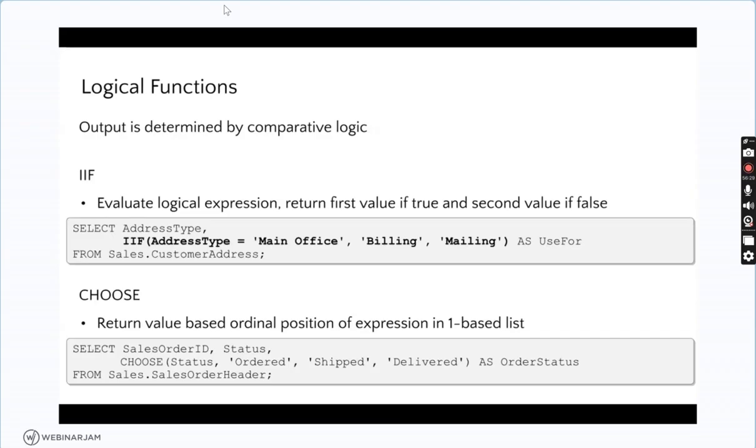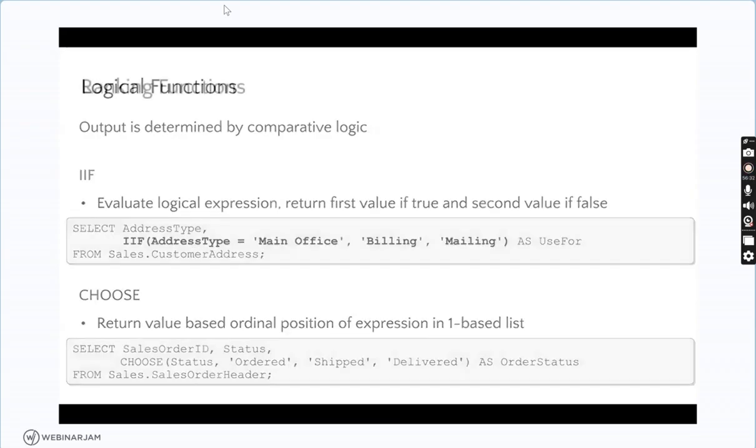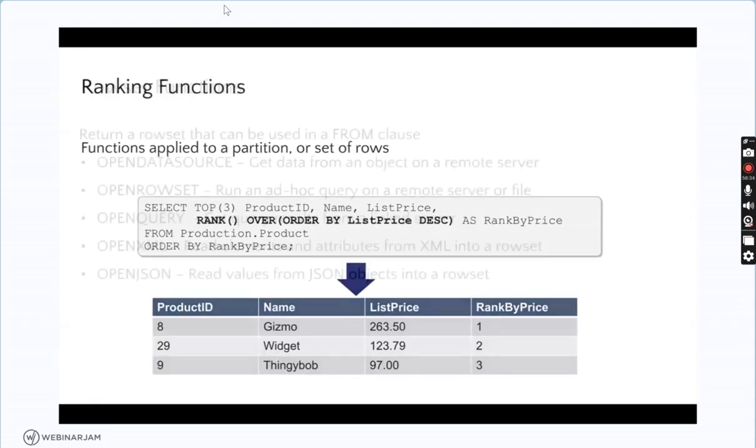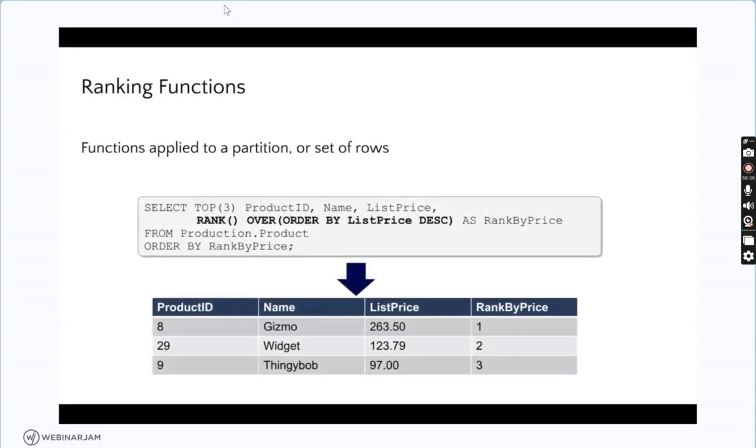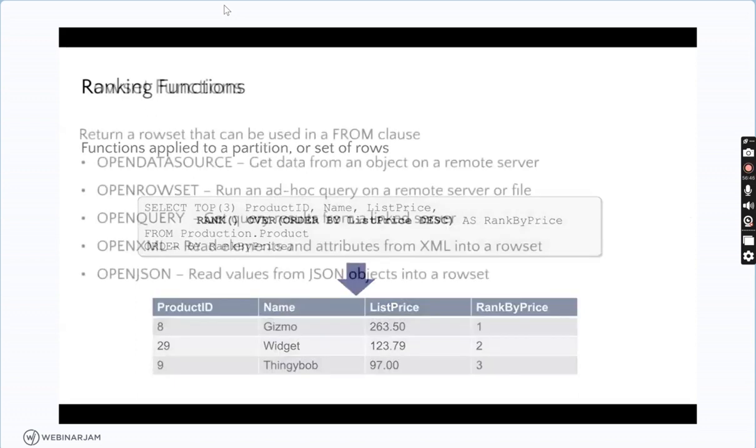Is that clear, guys? What are logical functions? And then we have ranking functions, right? The ranking functions are the ones we have just discussed: functions applied to a partition or a set of particular rows. That's how it works. Rank by price and all.